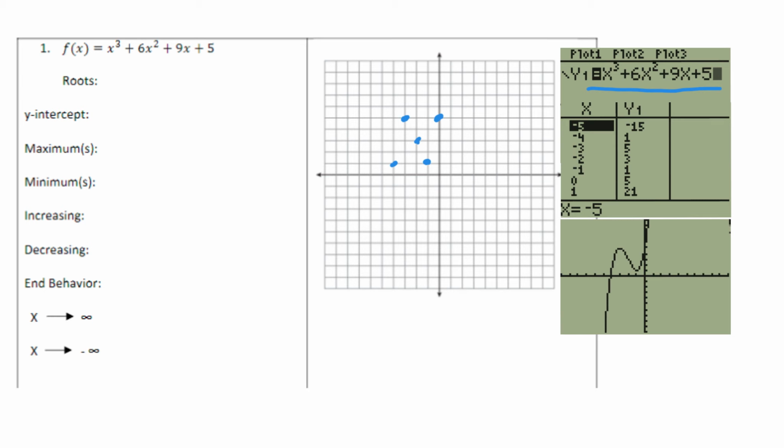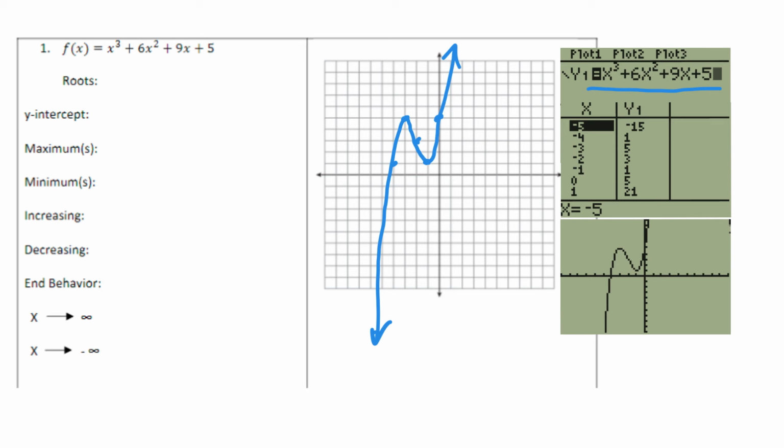So we can almost do the -5, -15. That would take us down to here, but we can get an idea on this. It would be right around in that area. So when we graph our equation, it matches the picture that we're seeing there on the right.